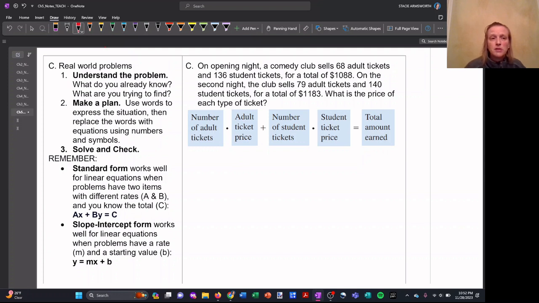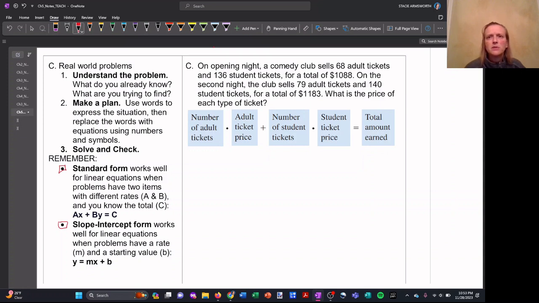Remember, we talked about this a bit in several chapters, that standard form works well for linear equations when you've got two different items, each with their own rate, and you know the total. Slope-intercept form works well for linear equations when problems have just one rate and a starting value. So as we read this problem, we'll decide which form works best for this situation.